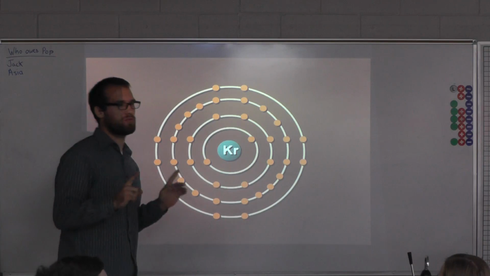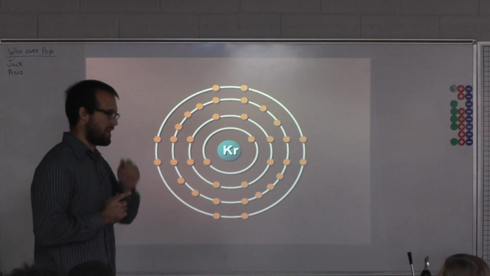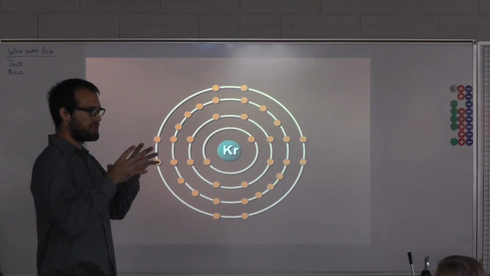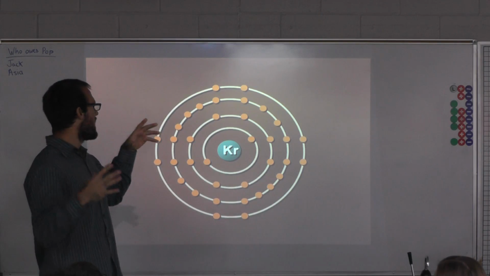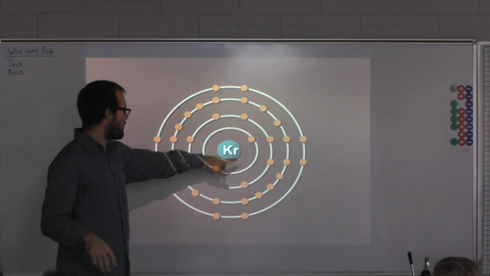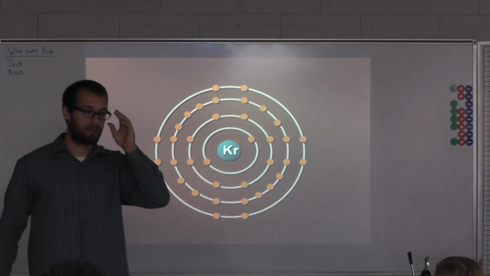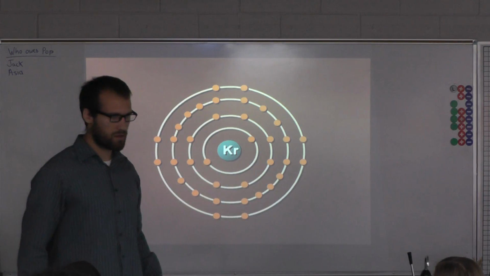Now, here's one big mistake that he made. He thought that these energy levels were like big spherical circles, and that these electrons orbited the nucleus in these energy levels like planets orbit the sun. That's what he thought. Okay?